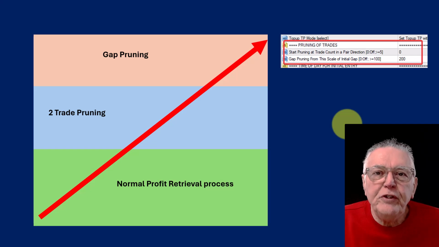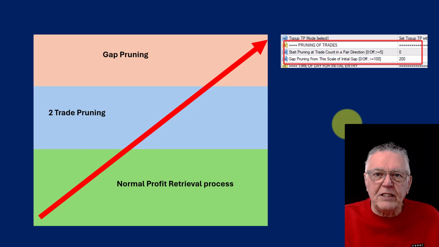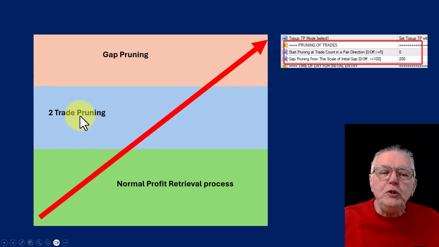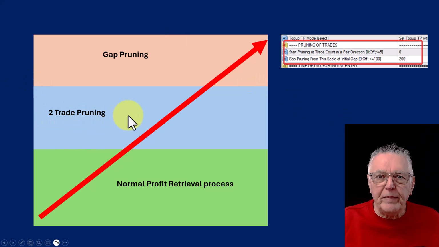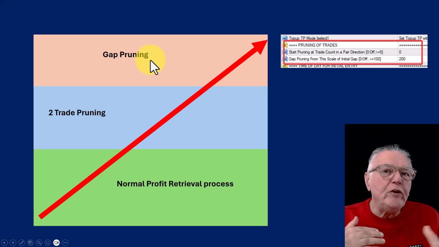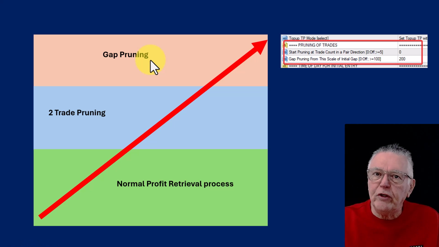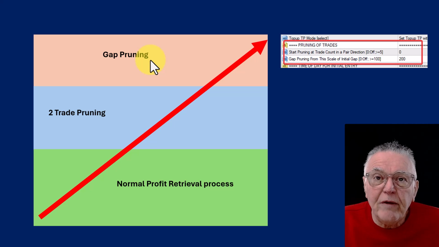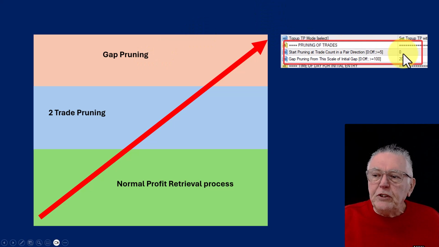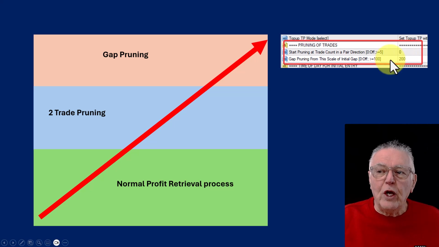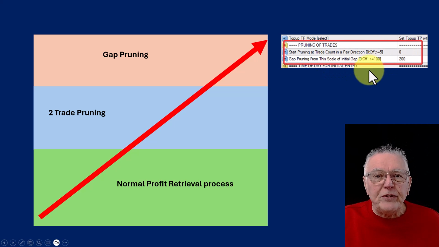So we are introducing two pruning techniques. The one is the two-trade pruning technique, and it'll make more sense as we go through the video, and the other one is the gap pruning technique, and you don't need to use them both. You can use one or the other, or you might not want to use any of them. So the settings allow you to switch them off or activate them.